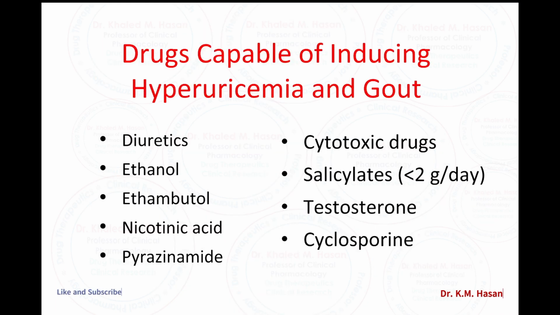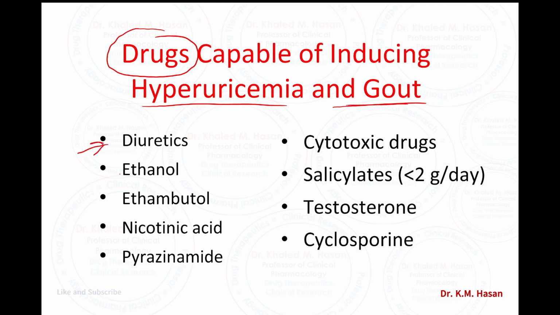Okay, before we start speaking about pharmacology and the treatment, how to treat patients with gout, we need to exclude whether any drugs are involved in inducing hyperuricemia and gout. We have a group of medications that may cause or induce gout, such as diuretics. For example, furosemide is one of these medications that may cause gout.